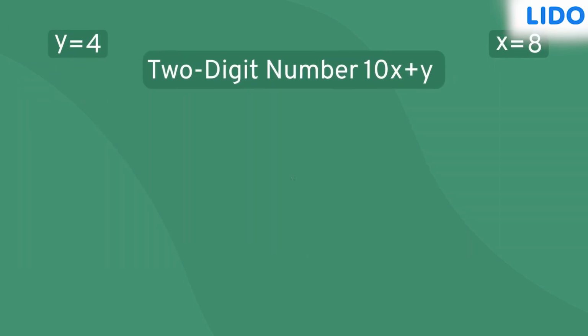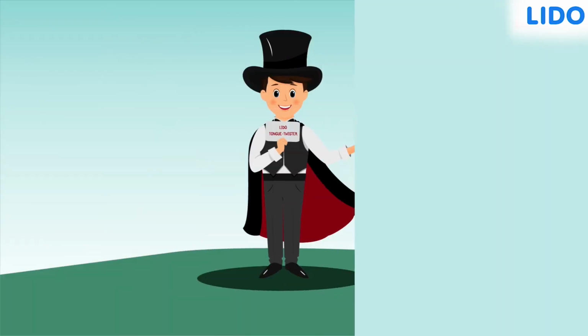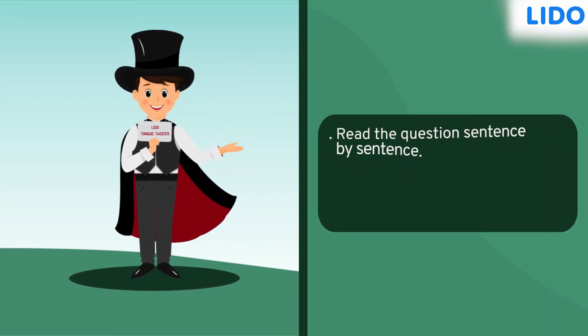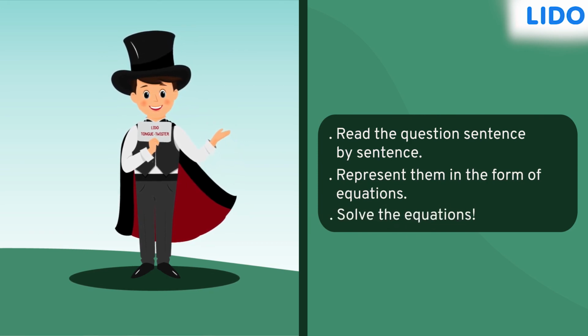Finally, to find our 2-digit number, we'll substitute these values of x and y in the expression 10x plus y and get the number as 84. So, in a nutshell, when we get tongue twister like questions like these, read the question sentence by sentence, represent them mathematically in the form of equations, and then solve those equations to find the final answer.